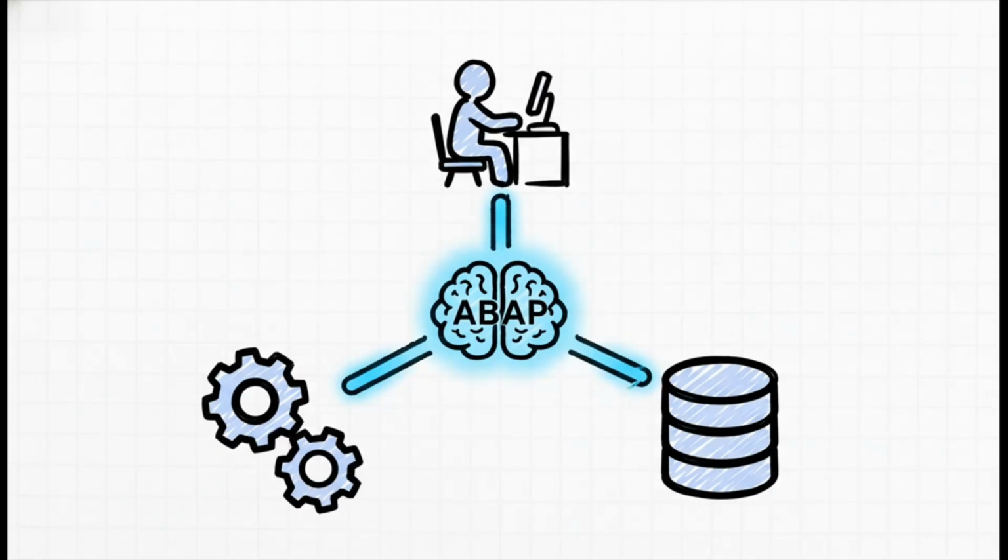Now, this is so important to get. ABAP isn't just a language. It's really the central nervous system of any SAP application. It's the glue that connects what you, the user, see on the screen with all the complex business rules chugging away in the background, and finally, with all the data stored in the database. It literally makes everything talk to each other.